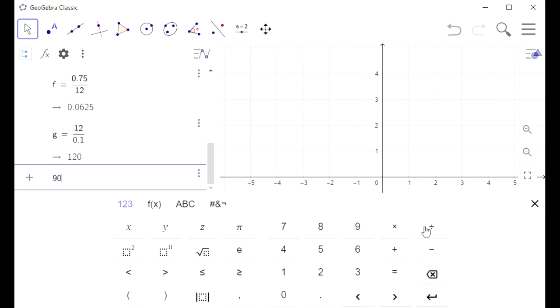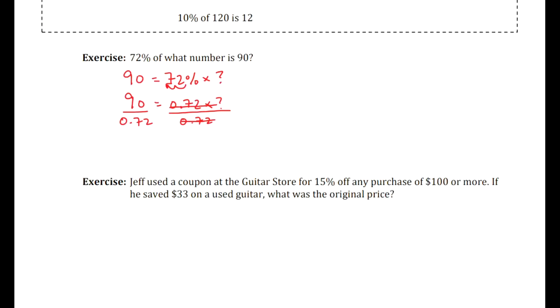We divide both sides by the 0.72. 90 divided by 0.72 gives us 125. 72% of 125 is 90.